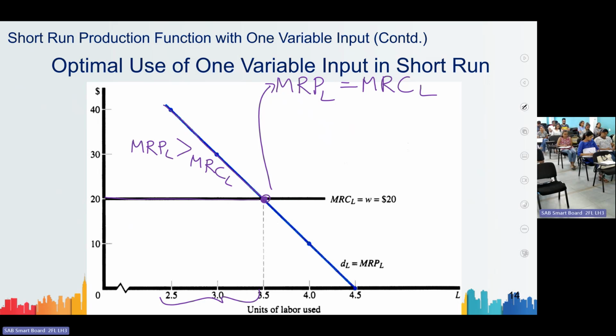And after this intersecting point, where MRPL equals MRCL, what do we observe? Marginal revenue product of labor is lower than marginal resource cost of labor.